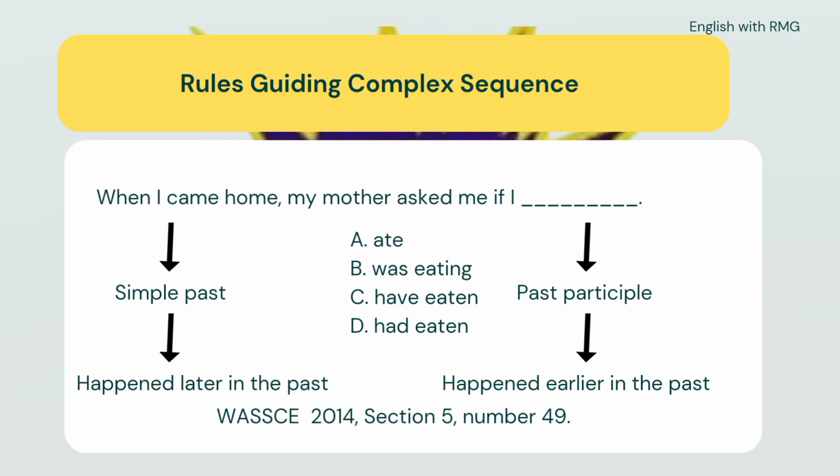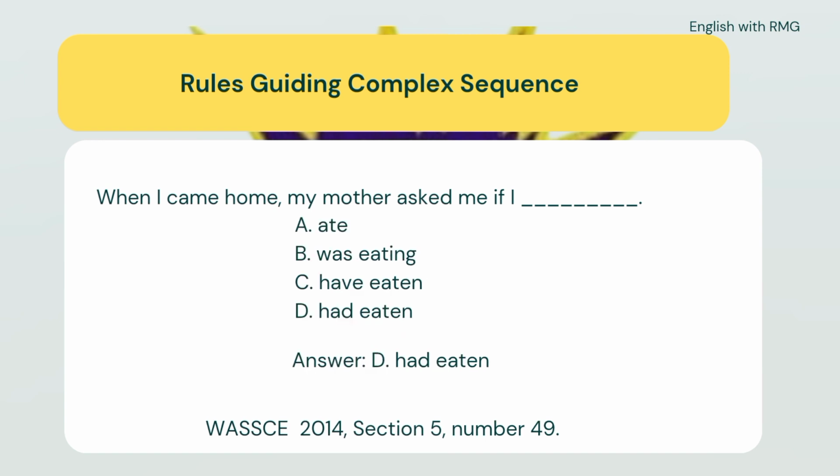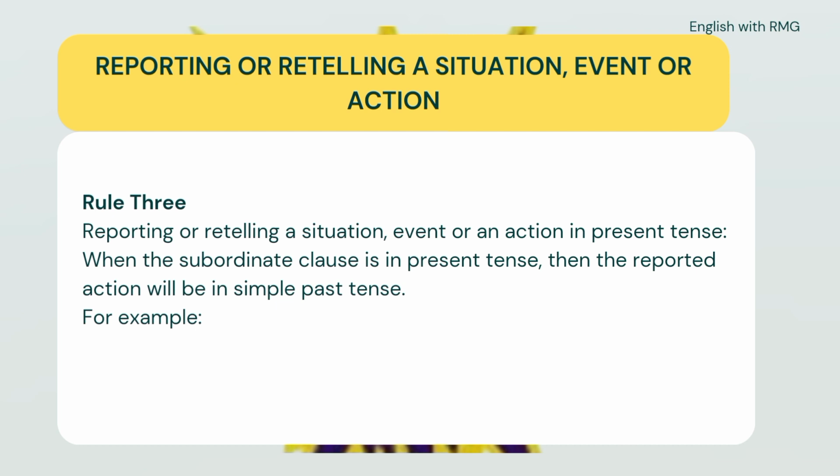Because the action we are trying to pick an option for happened first in the past. So our answer is going to be what? D. When I came home, my mother asked me if I had eaten. It happened earlier in the past. So that is why my answer is going to be in the past perfect.